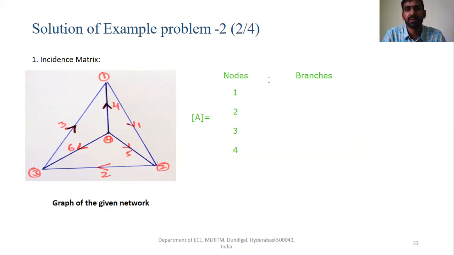So now what could be the columns? The branches are 1, 2, 3, 4, 5, 6. 6 branches are there. That is the branches over here: 1, 2, 3, 4, 5, 6. 6 branches. So now let us obtain the elements.